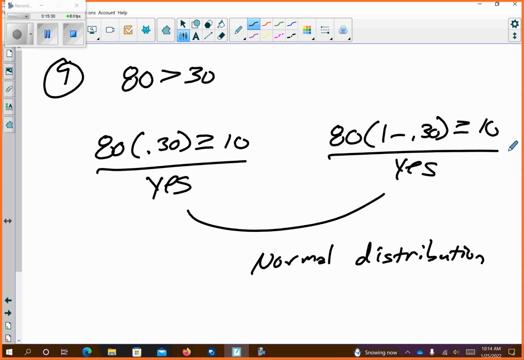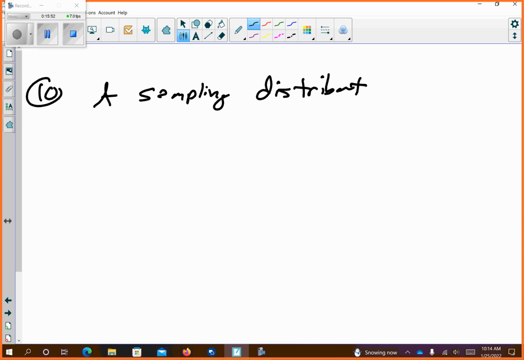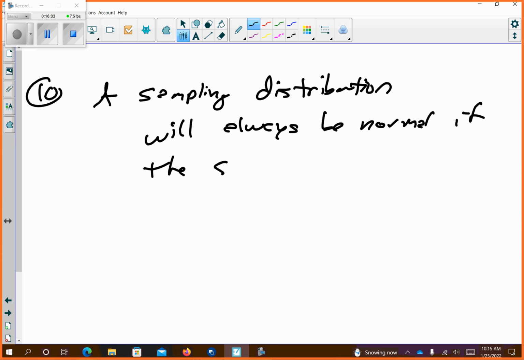And then it says state the central, so we're up through number 9. So number 10 says state a central limit theorem from your notes or in your own words. Okay? So number 10, if I put it in some sort of words, this is not an exact answer: a sampling distribution will always be normal if the sample size is large enough.